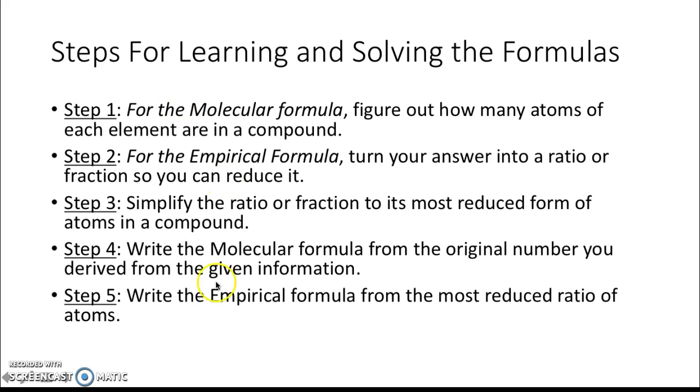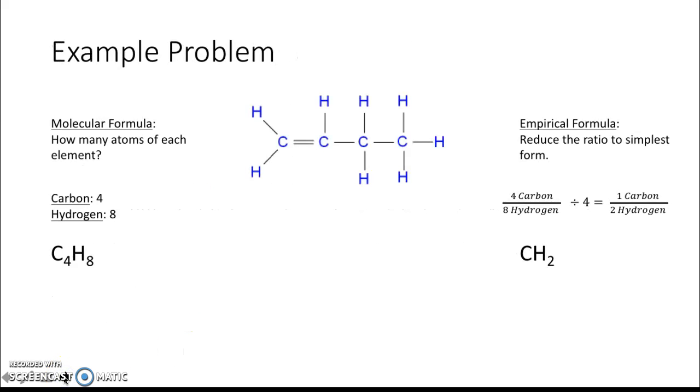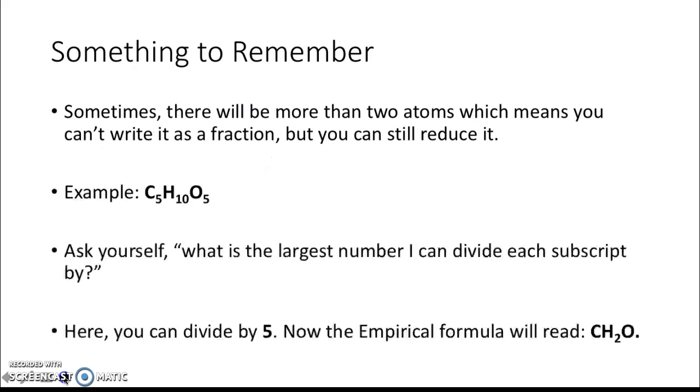So for example, in slide 4 of my PowerPoint, we have a structural formula consisting of carbon and hydrogen. And you can count that there are 4 carbon and 8 hydrogen, so the molecular formula is simply C4H8. The ratio is 4 carbon for 8 hydrogen, and the largest number you can divide both by is 4. So when you do this, you get 1 carbon to 2 hydrogen, so you would just write CH2.